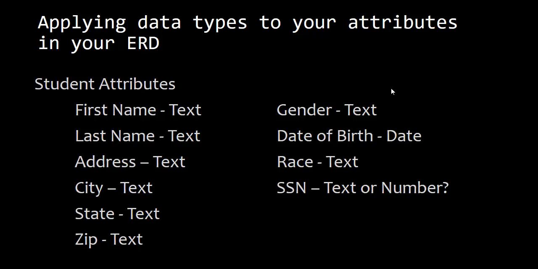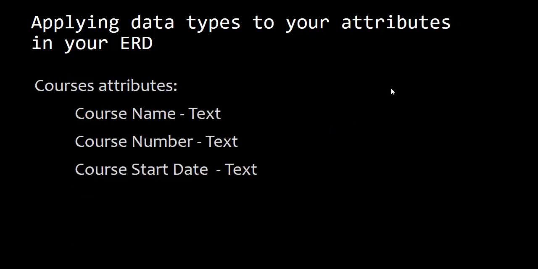Social security number, is it a text or a number? What do you think? Would you ever do calculations with a social security number? In some cases, it's actually stored with dashes. So with that said, it would be a text in this case. Some numbers, like student IDs that you have here at Cincinnati State, you're not going to do any calculations with, so that can be a text also. Make sense? All right.